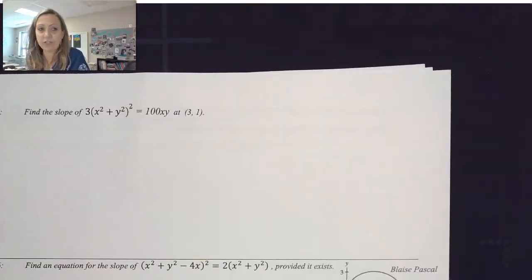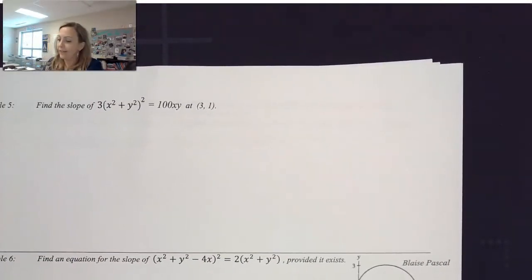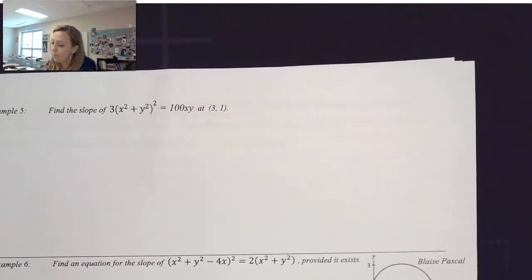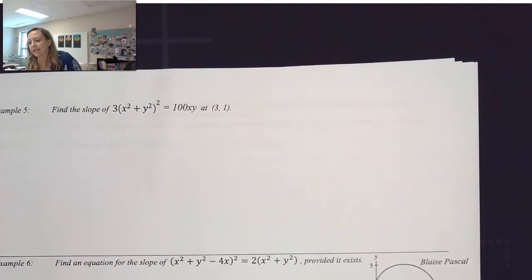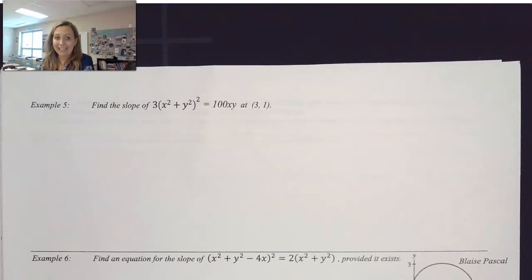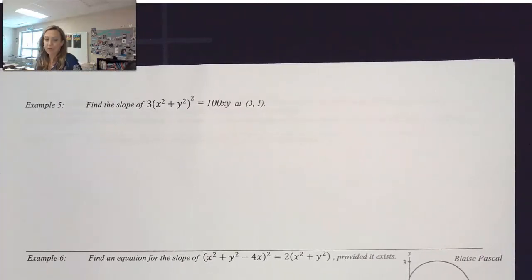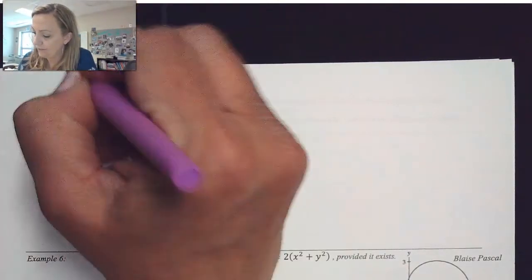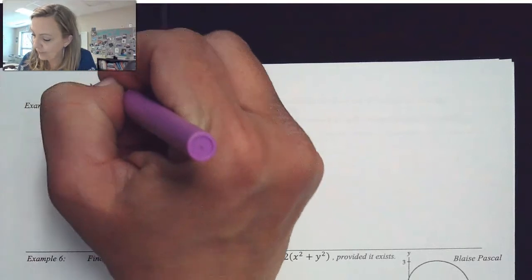That's really my favorite thing to do, the things like example 2 and 4 as far as the implicit differentiation. Okay, example 5, find the slope of 3 times the quantity x squared plus y squared equals 100xy at (3, 1). Well, if it's asking us to find the slope, once again, this is asking us to find dy/dx.